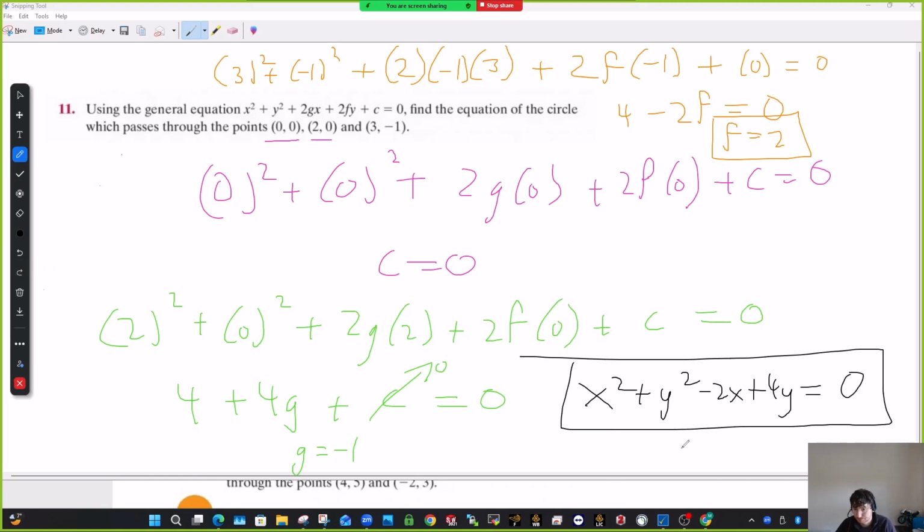And what's the center of that circle? It'd be 1, minus 2, but we don't need that. We just needed the equation. Happy days. Okay, right, let's move on from that.